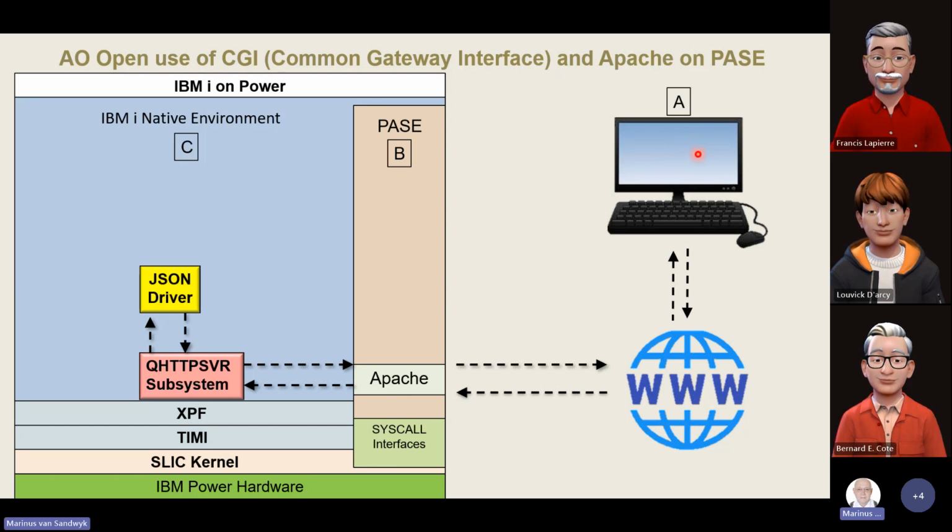And based on the credentials, it then starts a session through the CGI, the Common Gateway Interface process. And it starts a job under that particular user profile with that profile token that is included in this process. So from that moment onwards, although it is stateless, you have a secure connection to your backend system.